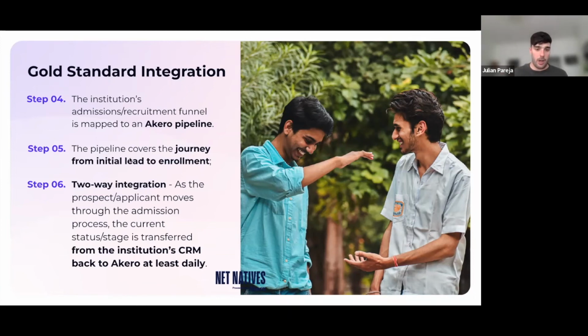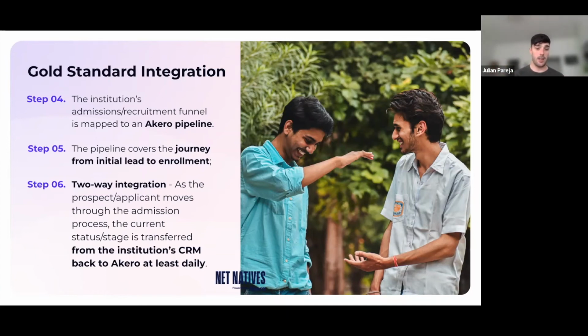So the point that I've already covered as well, step five, covers the journey from initial lead to enrollment. And the reason why we want that to happen is so we can get for you the exact cost of a lead, the exact cost of an applicant, and the exact cost of an enrollment for you to do that zero-based budgeting.